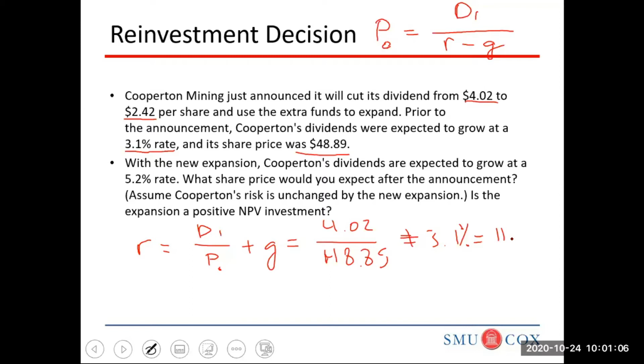I get 11.3. Is that what you said? Yeah, 11.3. Okay. Let's do one more time. 402 divided by 4889. Okay.